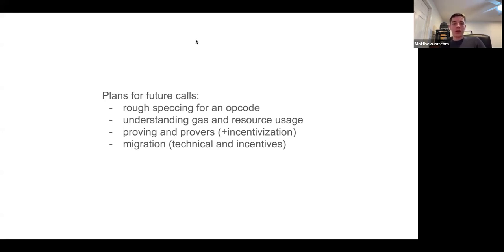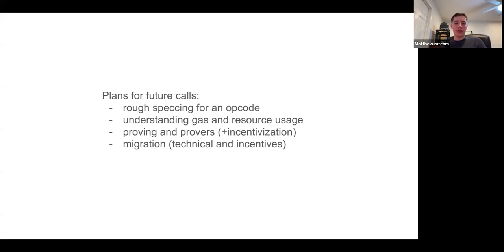So these are the things that I've thought about that would be useful to myself, and I do want to get some outside opinions here. I'm going to run some polls in the Telegram chat. But one thing I want to talk about is rough speccing for an opcode, not trying to write up an EIP or anything, but just focusing on a unified understanding of the execution engine opcode that we can think about for our future research.